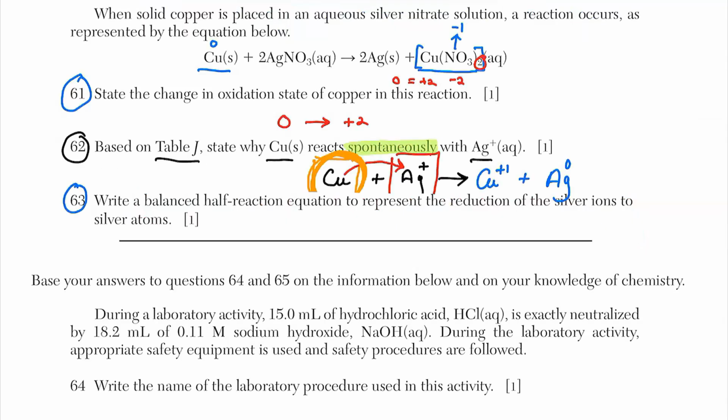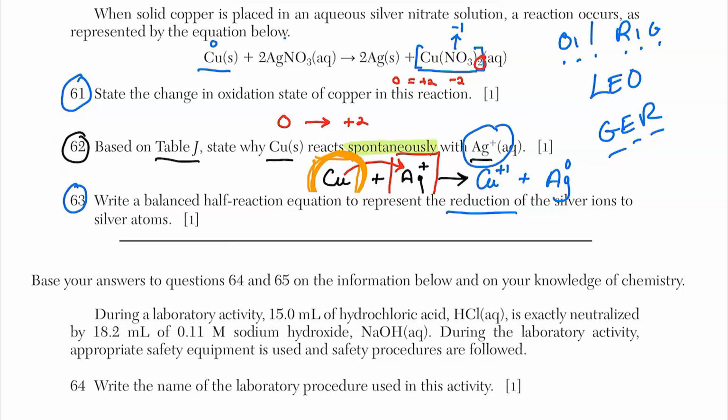Write a balanced half reaction equation to represent the reduction of the silver ion. So Leo the lion says Gur, so gaining electrons is reduction. You can also do oil rig, right? Oxidation is losing, and then reduction is gaining. I don't care what you do, but since we're talking about reduction, we know that we're going to be gaining electrons, and we got the silver ions. And they told us what the silver ions are. They're Ag+, okay? They tell you that in this equation too. Nitrate's -1, so silver is +1.